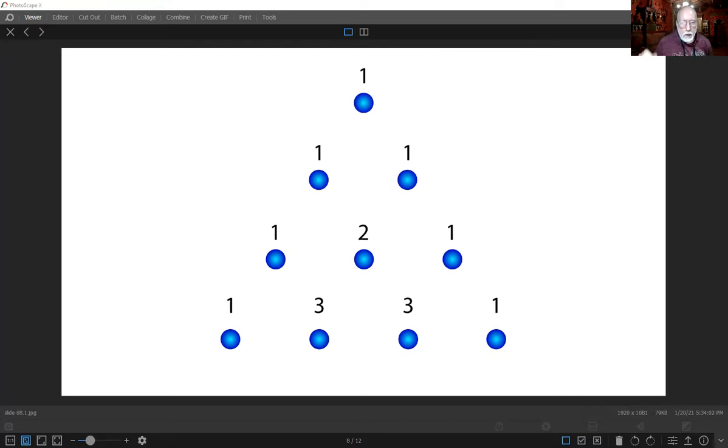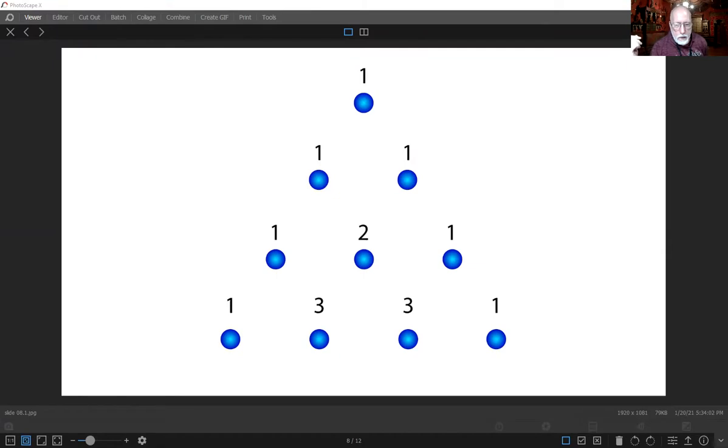So we know about it from as early as the 3rd century. In India, this was called Meru Pastara, which means the staircase of Mount Meru. And if you know Mount Meru in Hindu mythology, it's the mountain at the center of the world.